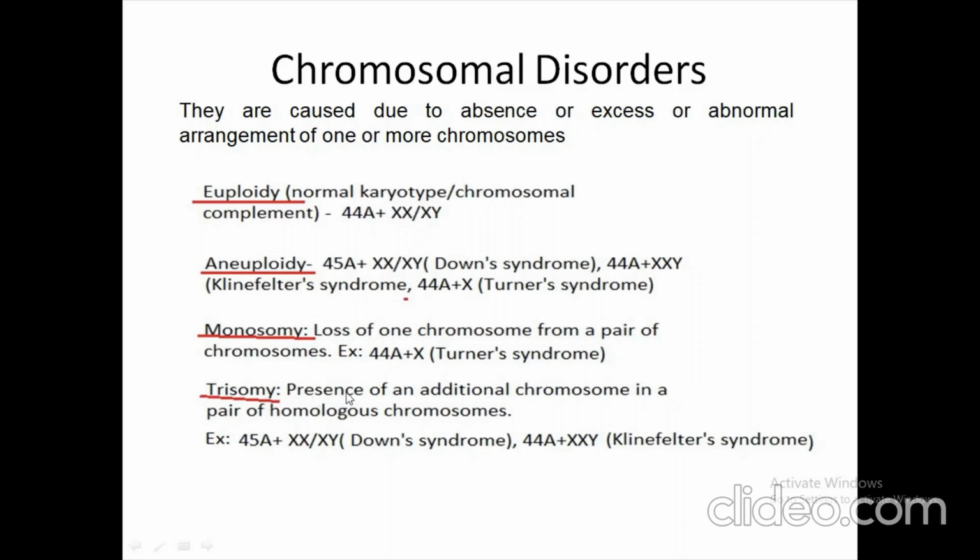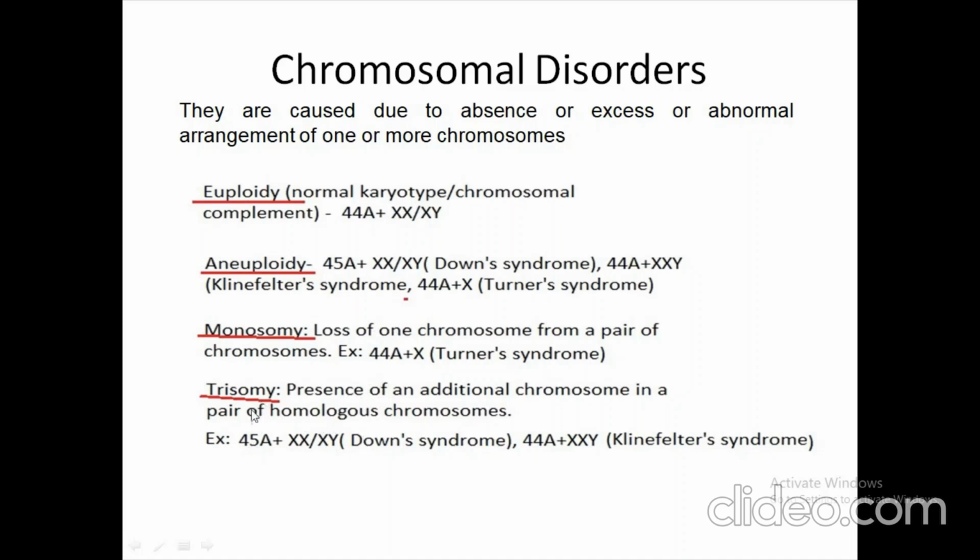Now, trisomy refers to presence of an additional chromosome in a pair of homologous chromosomes. In monosomy, one chromosome is missing in one of the pairs, whereas here there is an additional copy of a chromosome in one of the pairs. Example, Down syndrome. So in trisomy, the total number of chromosomes will become 47. In monosomy, it will become 45.